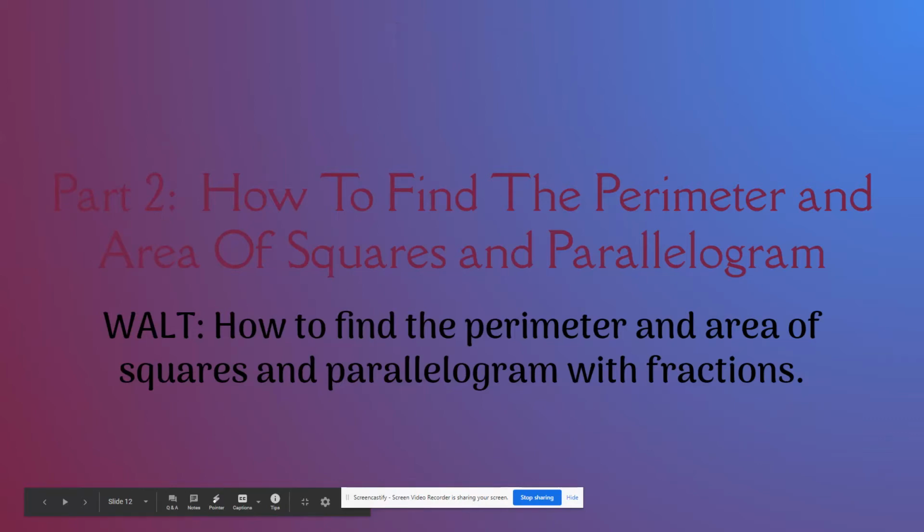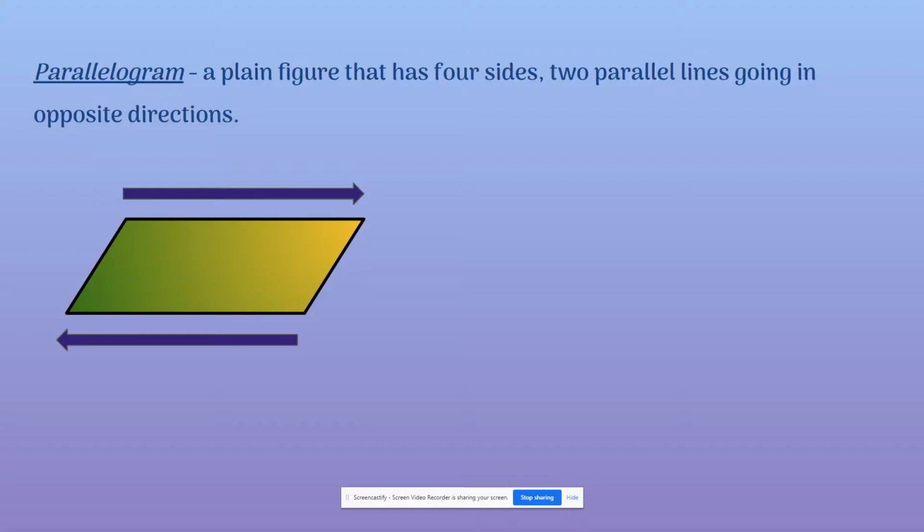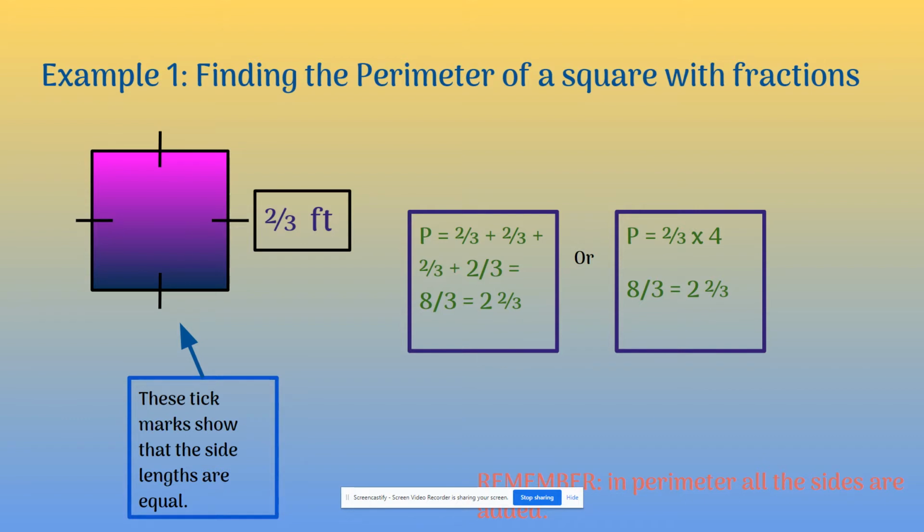Hello everyone, today's lesson is going to be about part 2, how to find the perimeter and area of squares and parallelograms. Let's get started. The goal is to find the perimeter and area of squares and parallelograms with fractions. A square is a plane or flat figure that has 4 equal sides. A parallelogram is a plane figure that has 4 sides, with 2 pairs of parallel lines going in opposite directions.